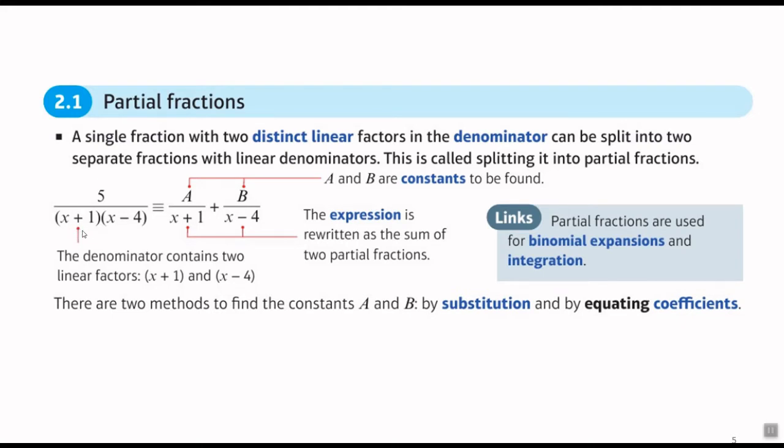So take this denominator, (x + 1)(x - 4). We can rewrite it as a sum of two partial fractions: 5 divided by (x + 1)(x - 4) is identical to A divided by (x + 1) plus B divided by (x - 4). A and B are constants that you need to find.